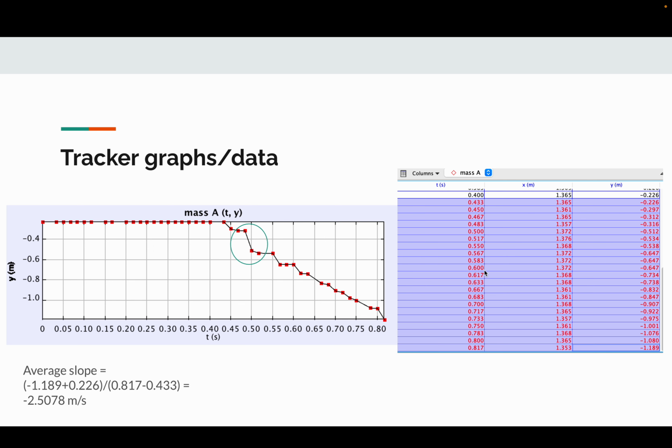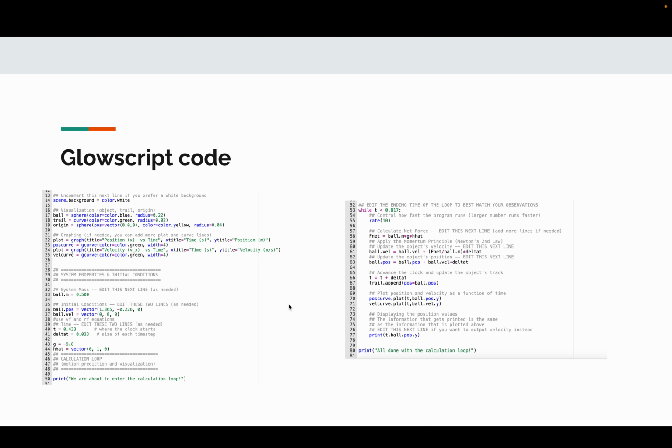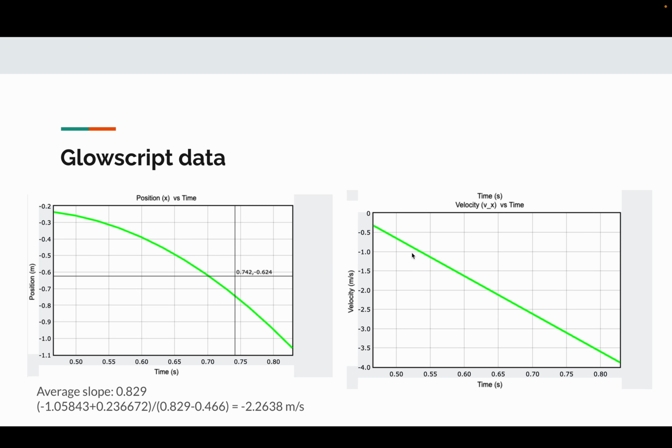Here's the data of the slinky collected, and the average slope from this point to this point is negative 2.5078 meters. And here's my GlowScript code. As you can see, I initialized the ball at 0.5 kilograms. This is the time step, gravity. And here are the forces. You can see that for F net, I only accounted for force of gravity. You can see the difference in the graphs here.